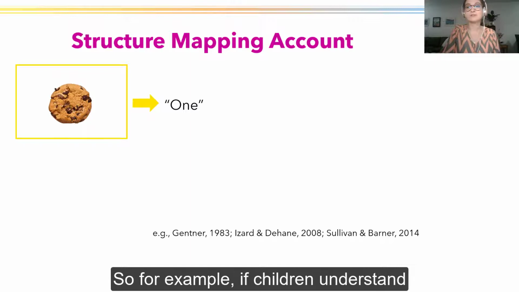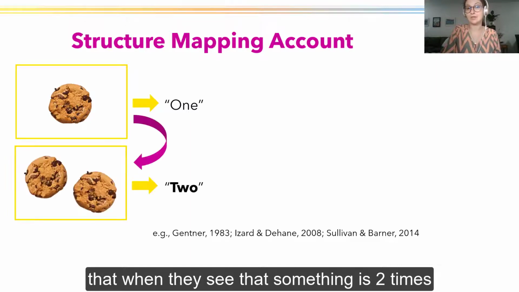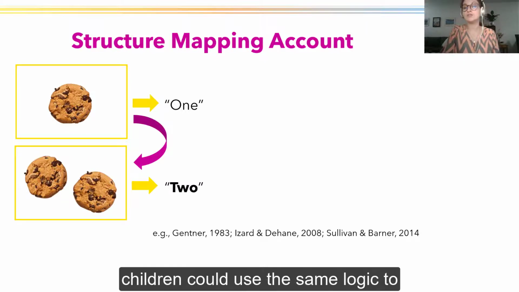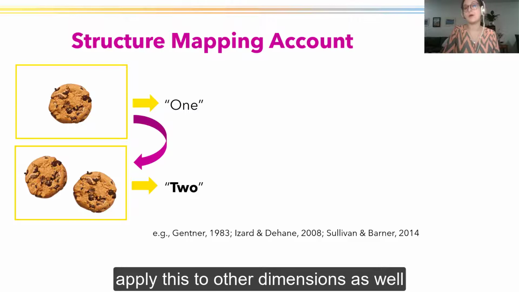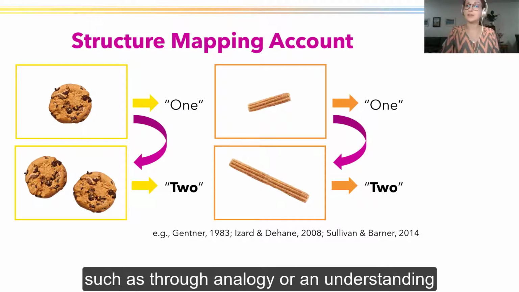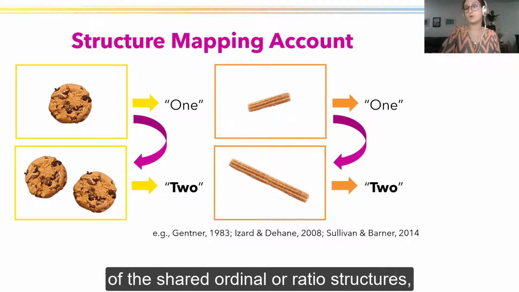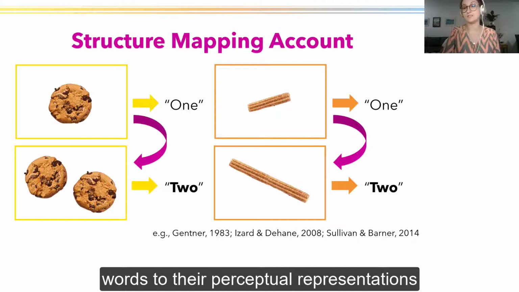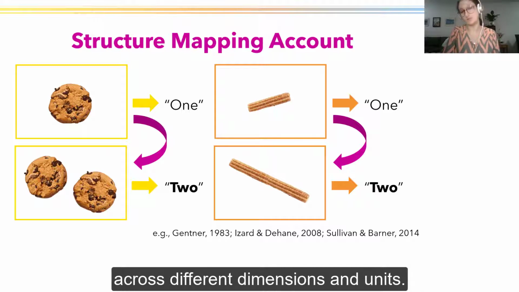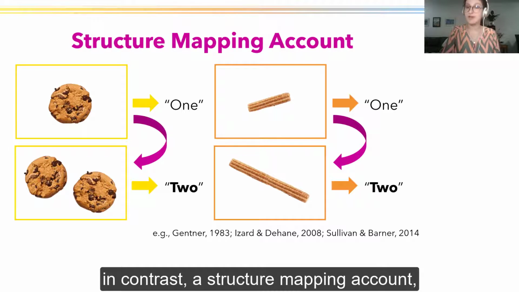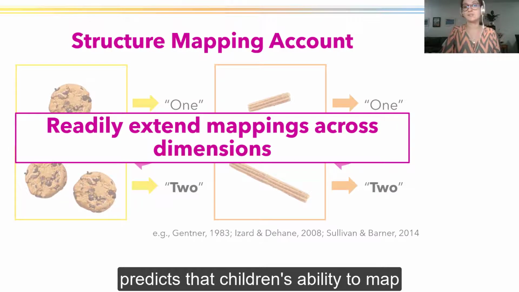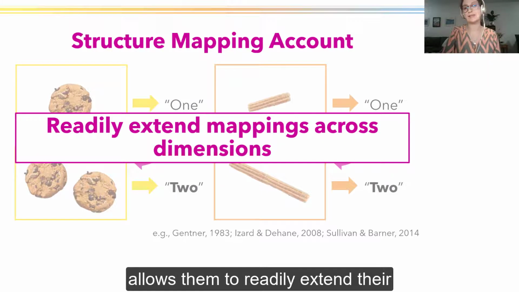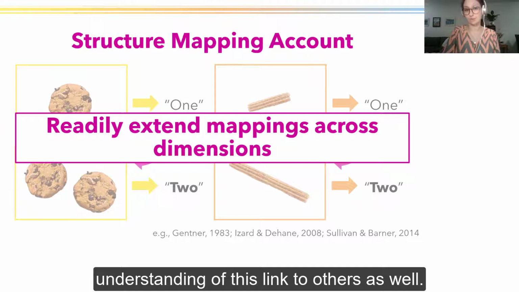So, for example, if children understand that when they see that something is two times more, they respond with the number word two for one dimension, children could use the same logic to apply this to other dimensions as well, such as through analogy or an understanding of the shared ordinal or ratio structures, allowing children to readily map number words to their perceptual representations across different dimensions and units. And so, in contrast, a structure mapping account predicts that children's ability to map number words to one dimension allows them to readily extend their understanding of this link to others as well.